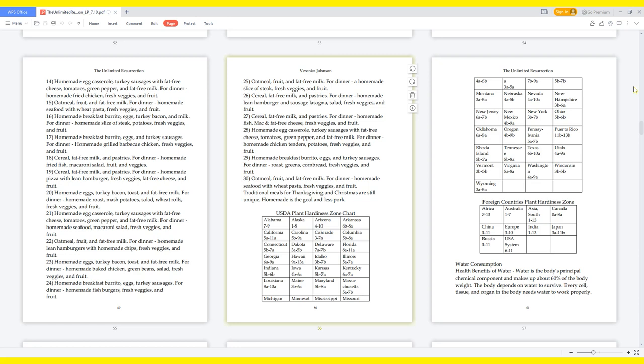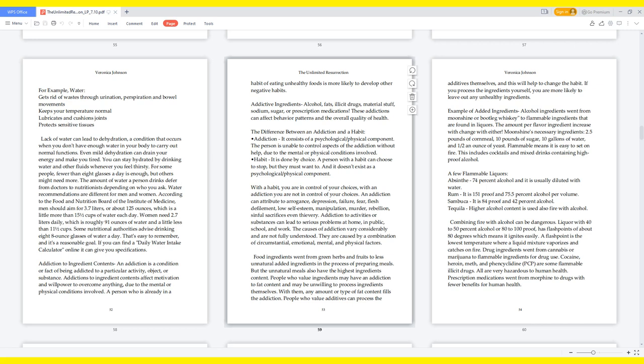Water Consumption. Health Benefits of Water. Water is the body's principal chemical component and makes up about 60% of the body weight. The body depends on water to survive. Every cell, tissue, and organ in the body needs water to work properly. For example, water gets rid of wastes through urination, perspiration, and bowel movements. Keeps your temperature normal. Lubricates and cushions joints. Protects sensitive tissues. Lack of water can lead to dehydration, a condition that occurs when you don't have enough water in your body to carry out normal functions.